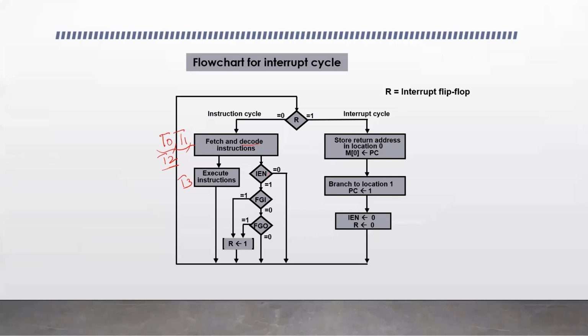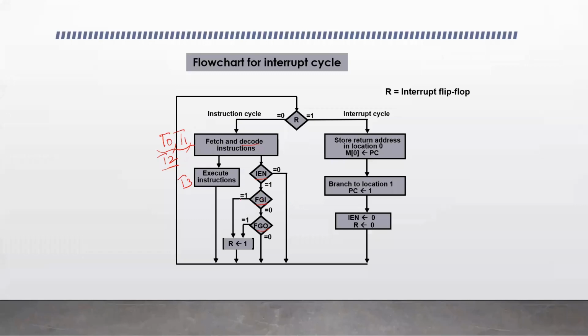Okay, if there is an interrupt, IEN is checked. If it is 0, there is no interrupt, so it proceeds with the next instruction. The cycle repeats. If it is 1, now the computer has to find if the interrupt is from an input device or from an output device. So it checks these two flags, FGI and FGO.